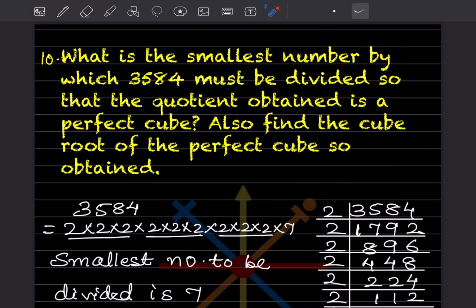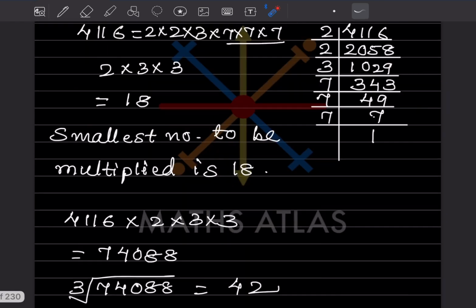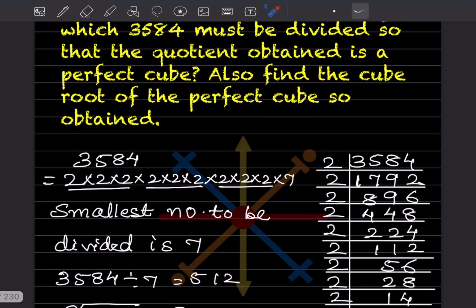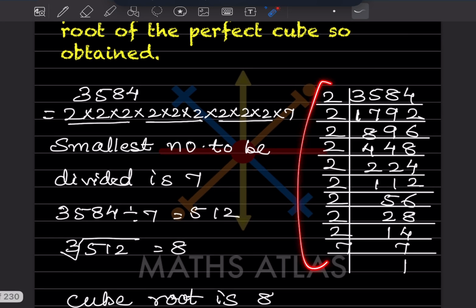This is the smallest number by which 3584 must be divided so that the quotient obtained is a perfect cube. Also find the cube root of the perfect cube so obtained. Here it was divided, there it was multiplied. So now let us see, same thing, the number is given here. We have to take the factors of it. So these are the factors.